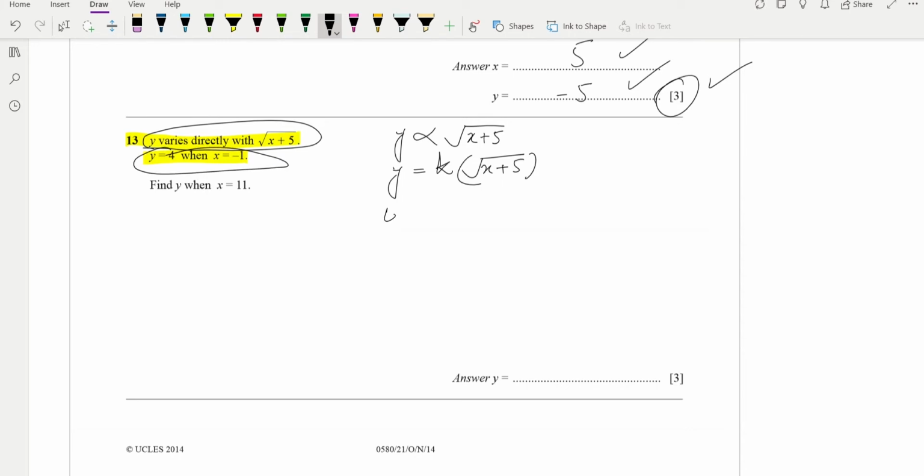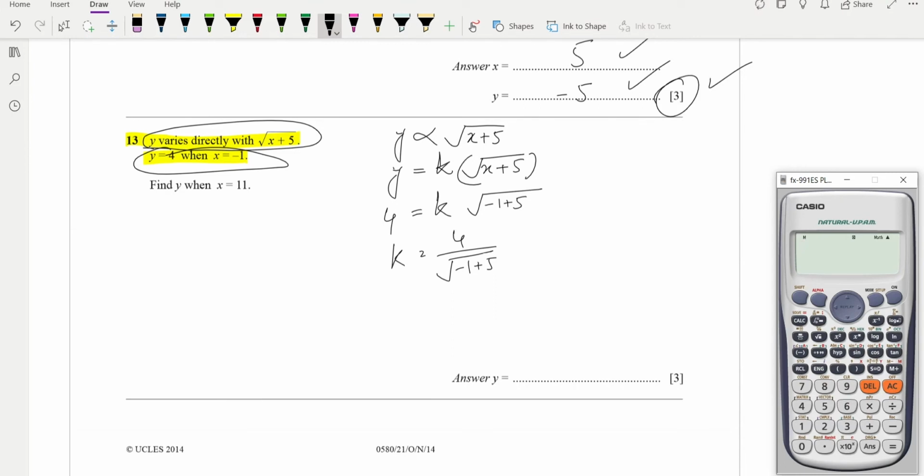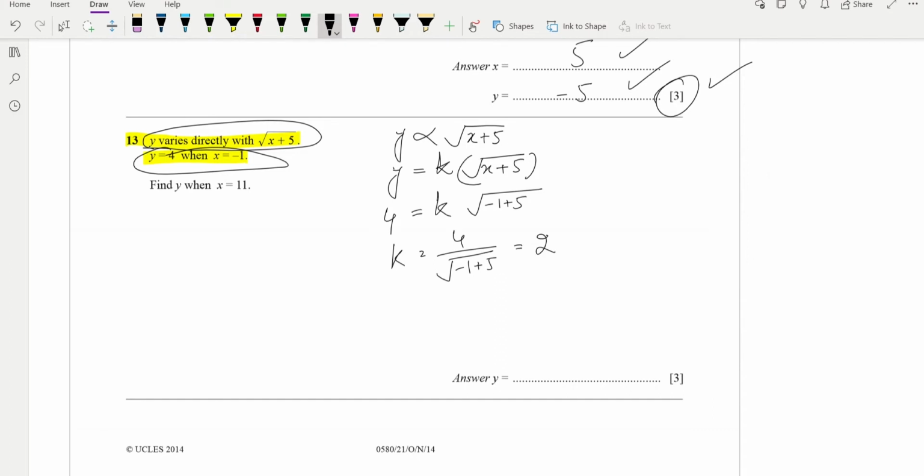Y is equal to 4 when x is equal to minus 1, so k into, in brackets we can write minus 1 plus 5, so k will be equal to 4 over under root of minus 1 plus 5, and this will be equal to what? This will be 4 over square root of minus 1 plus 5 is equal to 2. So our answer will be, k value will be 2.